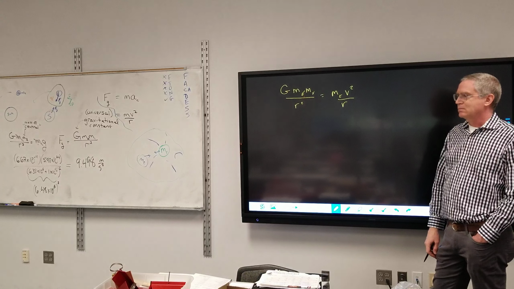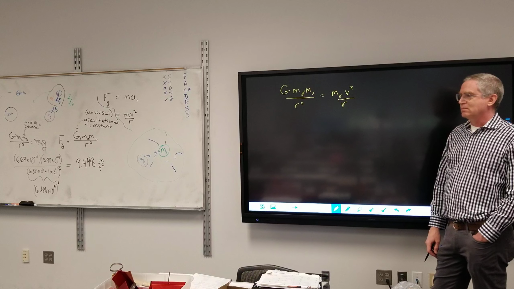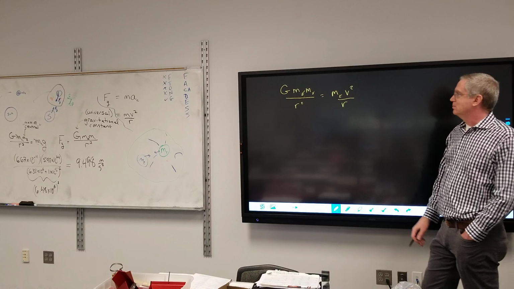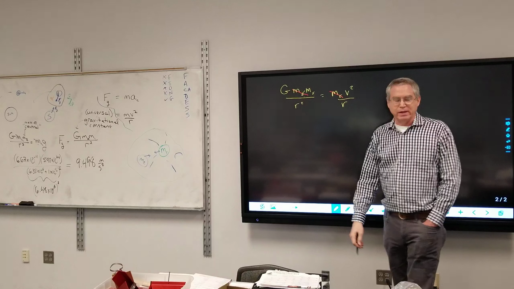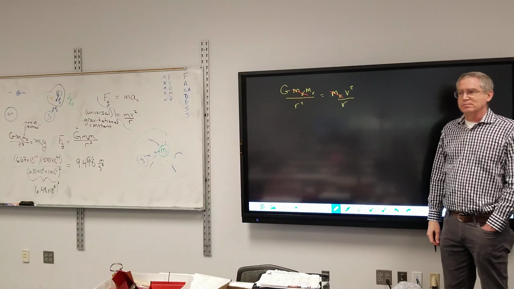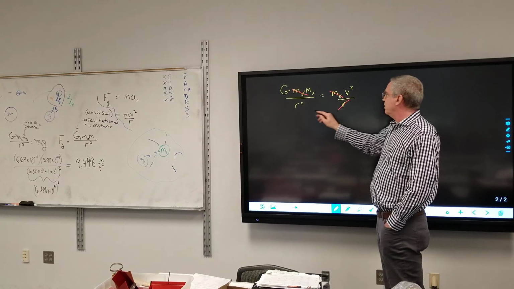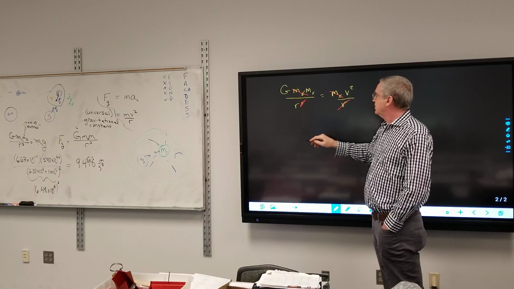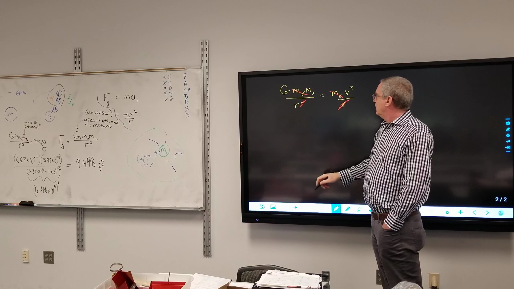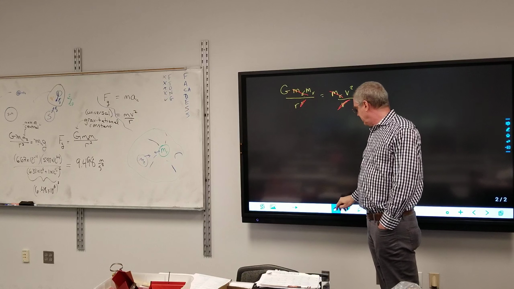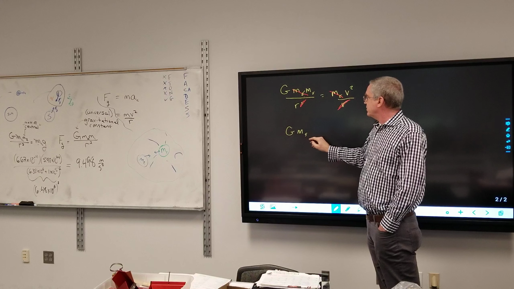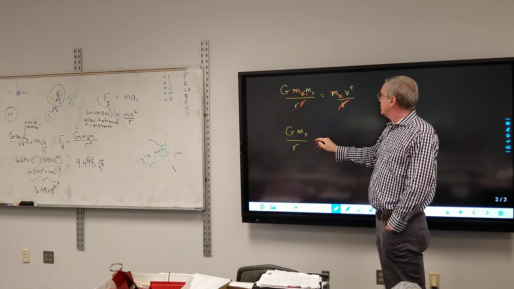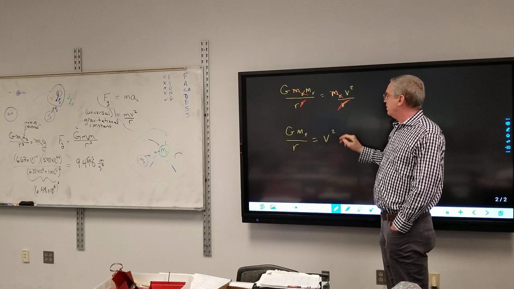The mass of the Earth. All right, mass of the Earth goes away. I can get rid of one other thing. R. Yeah, I've got an R here, and I get rid of one of the R's there. So I'm now left with G, mass of the sun over the orbital radius equals the speed of the Earth squared.